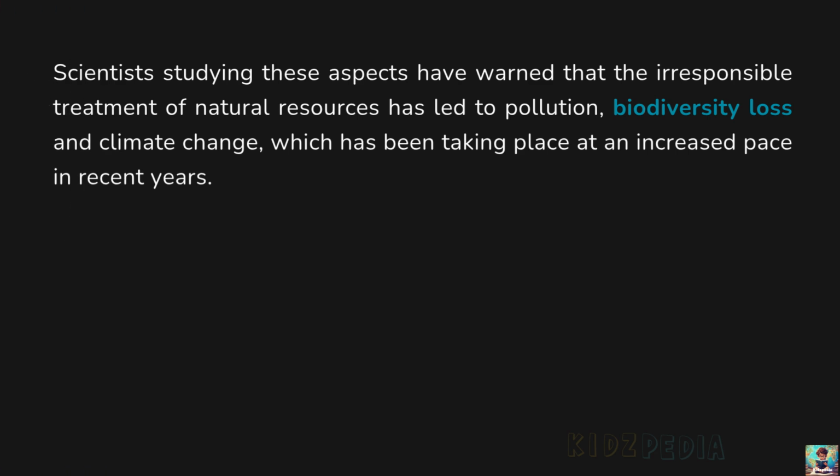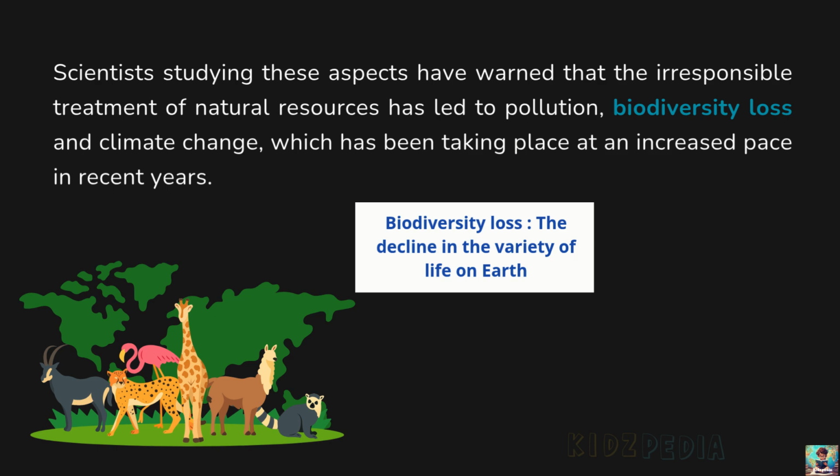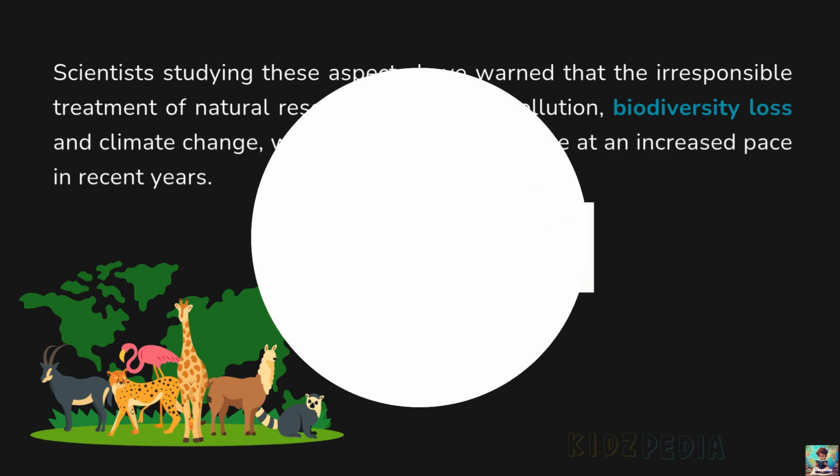Scientists studying these aspects have warned that the irresponsible treatment of natural resources has led to pollution, biodiversity loss, and climate change, which has been taking place at an increased pace in recent years. Biodiversity loss, the decline in the variety of life on Earth. So, biodiversity means the variety of life on Earth. It includes plants, animals, and microorganisms. Biodiversity loss means the decline or reduction in the variety of life. In simple words, fewer types of plants and animals are left on Earth.